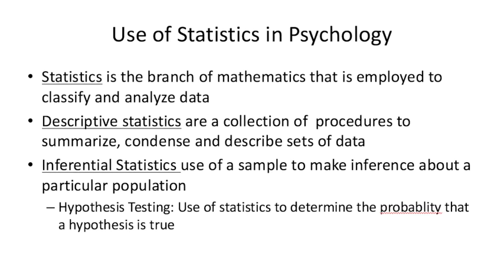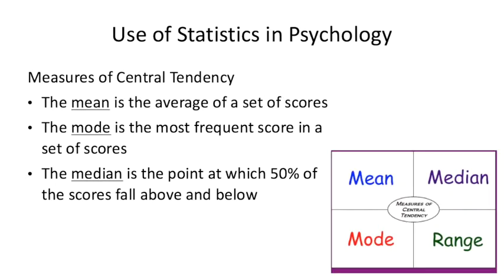So we talked about descriptive statistics, which is a simple way of summarizing or describing the data that I have. And there are three very important types or concepts within descriptive statistics, and we call these measures of central tendency. Okay, and the first is the mean, which is basically the average of all the sets of scores.